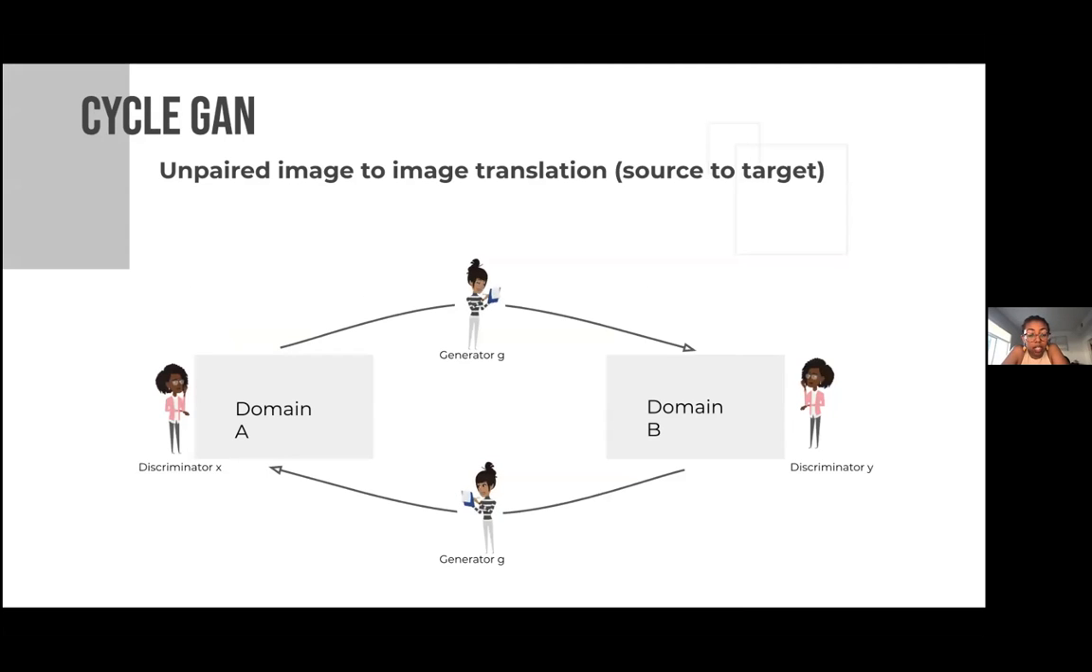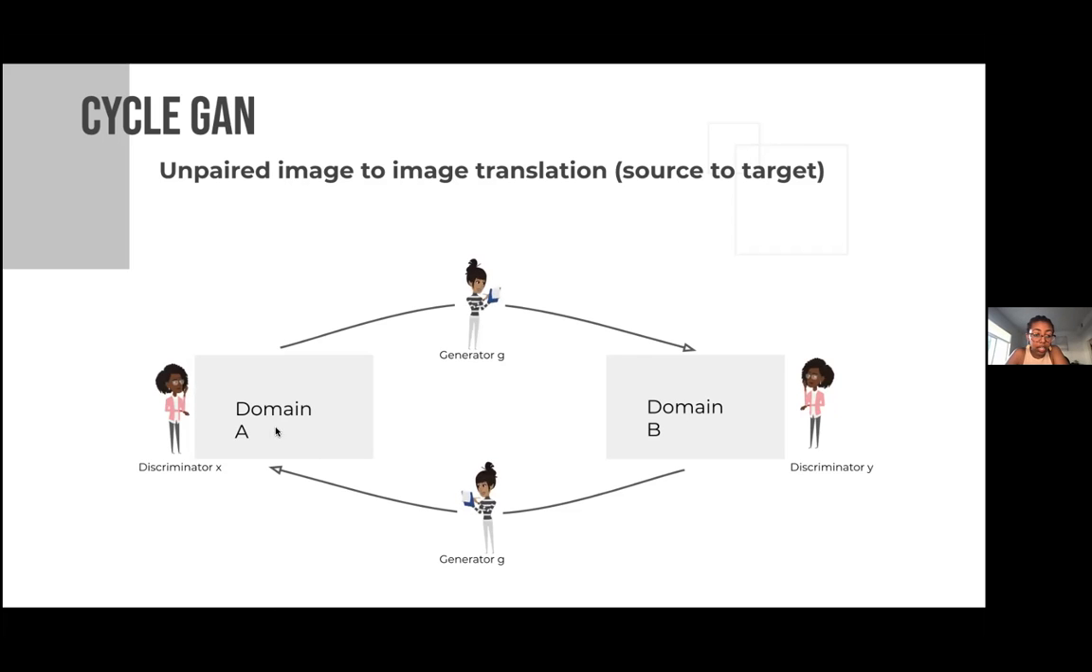The other type of GAN is Cyclic Generative Adversarial Network, also called CycleGAN. It essentially is an image-to-image translation that takes the characteristics of one image, the source image, and translates it to the characteristics of the second image.